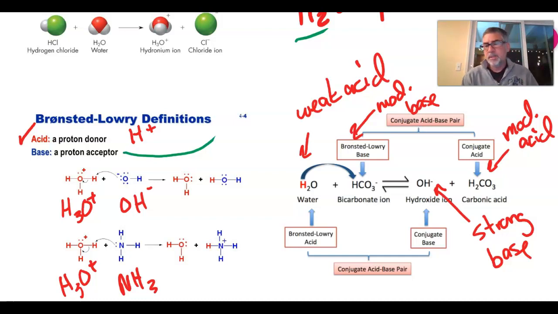If I have a strong base, it will make a weak acid. If I have a strong acid, it'll make a weak base. Okay, so those are conjugate acid-base pairs, right, down here.